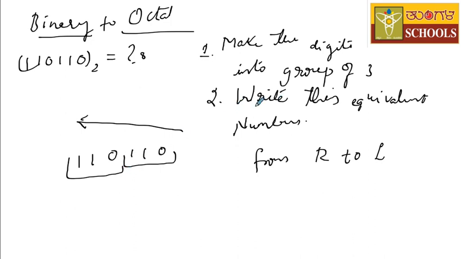Okay, then what is the second step? Write their equivalent numbers. What is the equivalent number for 110? 110 is nothing but 6. Again 110 is nothing but 6. What I got here is 66, which is the octal number, and its equivalent binary number is 110 110. Okay, this is how we can convert any binary number into its equivalent octal number.